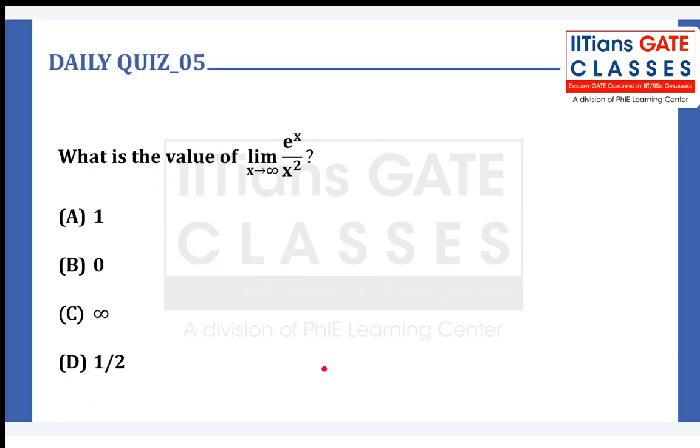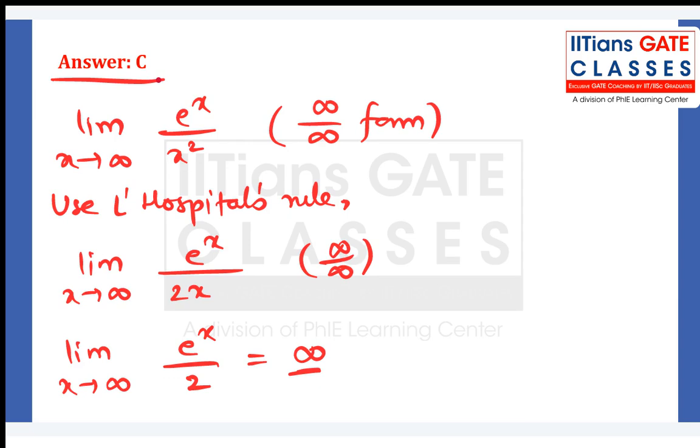So the answer will be option C. Okay, and that is also given as per your answer key. Correct answer. Okay. So it is not always that you'll get the finite limit if you use L'Hospital's rule. Okay, that is not always guaranteed. Okay. So now let's move on to the next problem.